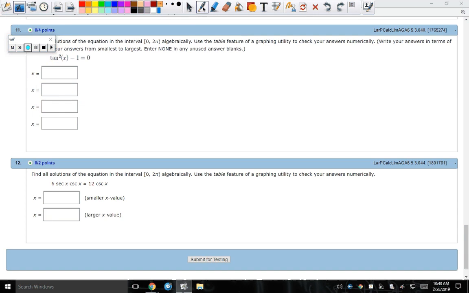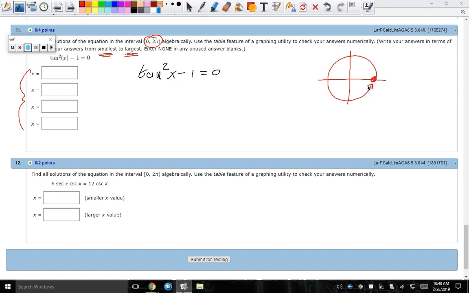Okay, number 11 is looking at tangent squared x minus 1 is equal to 0. And you're trying to find, from the smallest to the largest, all of these four answers for x. Okay? So, from this, we're also looking at just between 0 and 2 pi. So, from 0 to 2 pi, not including 2 pi, but in fact including 0.